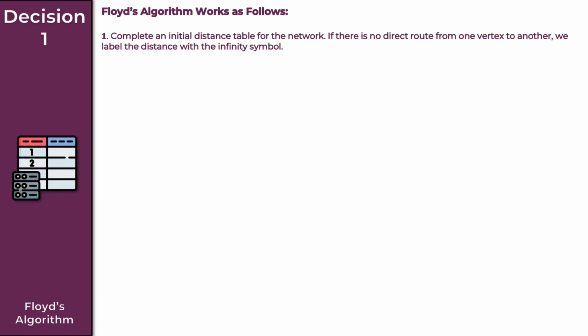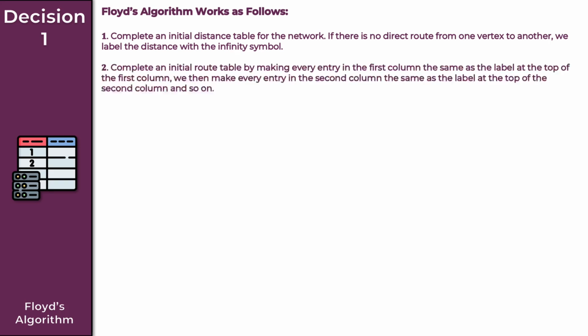For step 1, we complete an initial distance table for the network. If there's no direct route from one vertex to another, we label the distance with the infinity symbol. For step 2, we then complete an initial route table by making every entry in the first column the same as the label at the top of the first column. We then make every entry in the second column the same as the label at the top of the second column, and so on. You can see where that's going, right?